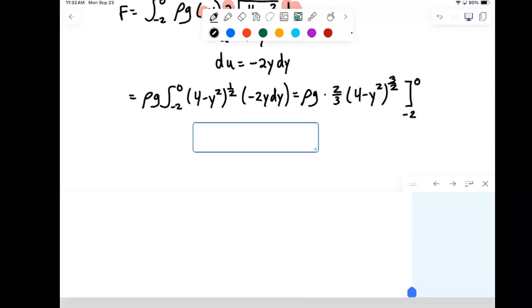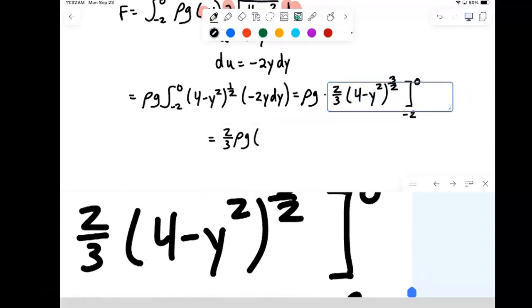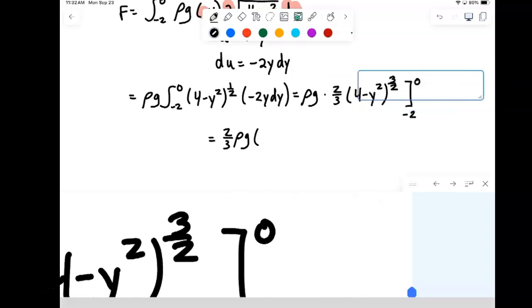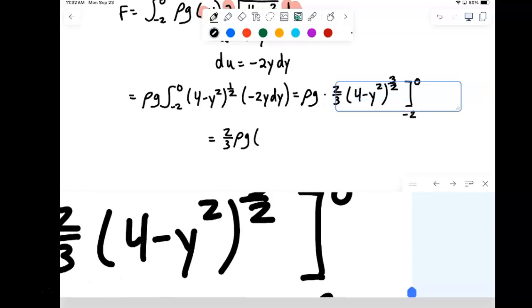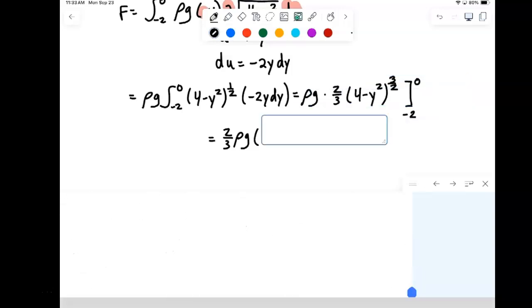So then we set about computing that. We're going to have 2/3 rho g, and then when we plug in 0, that's going to be 4 minus 0 squared, which would be 4 minus 0, be 4 raised to the 3/2. Remember, when you take something to a fraction, you can either raise it to the numerator first, then do the root, or do the root first. So for 4 to the 3/2, I would do square root of 4, which would be 2. 2 to the 3rd is 8.